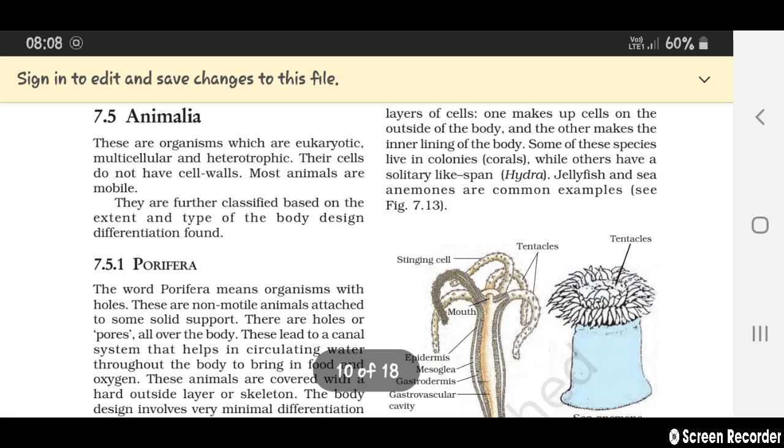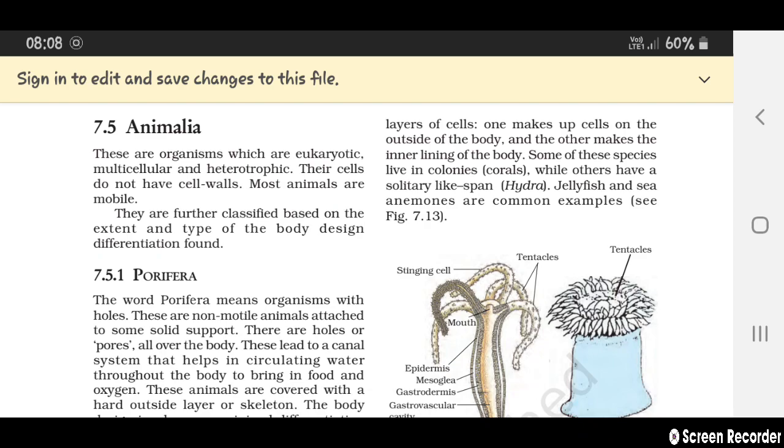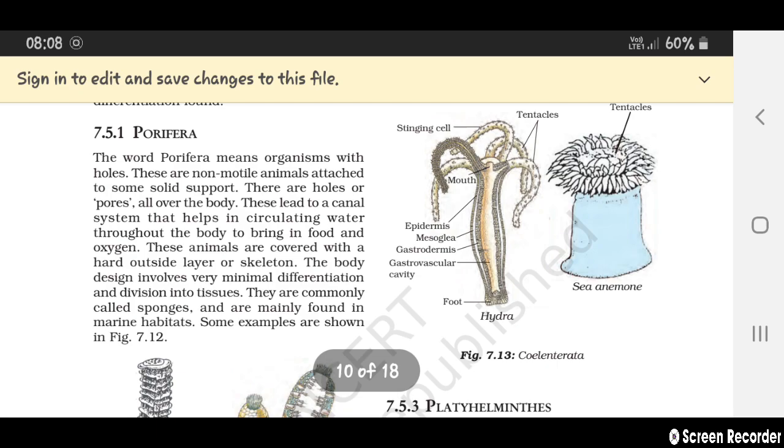One makes up the cells on the outside of the body, and the other makes the inner lining of the body. Some of these species live in colonies, like corals, while others have a solitary life span. Hydra, jellyfish and sea anemones are common examples for them. Here you can see this is Hydra and this is sea anemone.